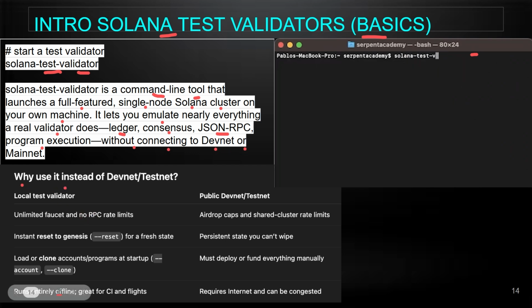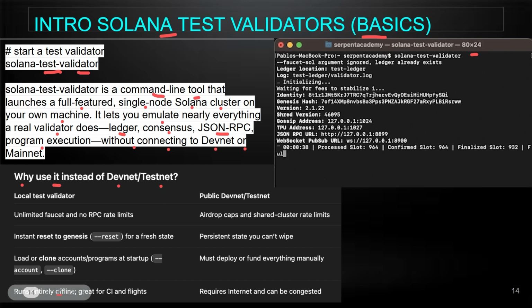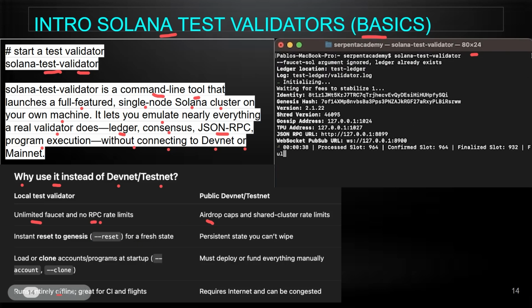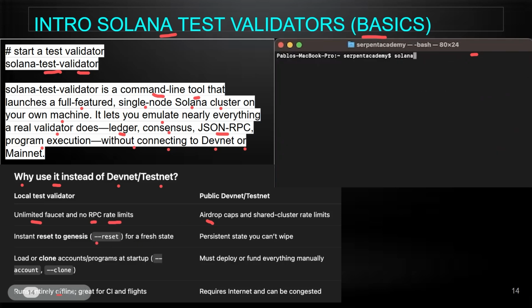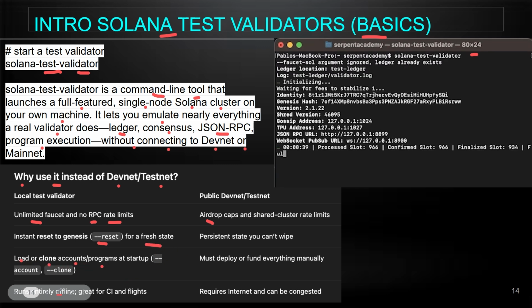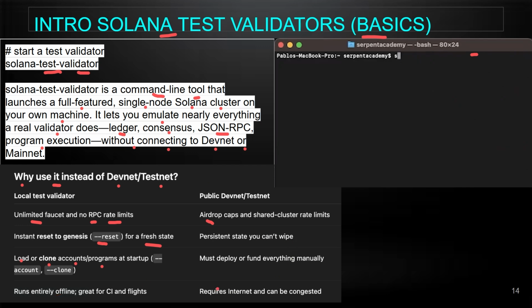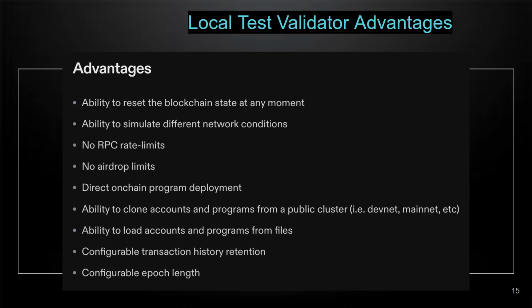So why use this local validator instead of DevNet and testnet? Because you have unlimited airdrops and no RPC rate limits. You can reset the blockchain state for a fresh state. You can load or clone accounts and programs from mainnet and devnet. And also you can work offline. Okay, so let's see the advantages of running a local test validator on your computer.